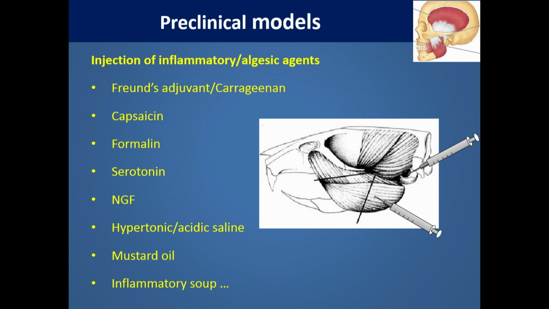Many studies use injection of an inflammatory or allergic agent into either the TMJ itself or into the muscle to produce pain and tissue injury. There is a very long list of these agents, and this is not a complete list. For example, complete Freund's adjuvant is used a lot to produce inflammation in the TMJ. This model mimics some TMD pain, that's for sure.